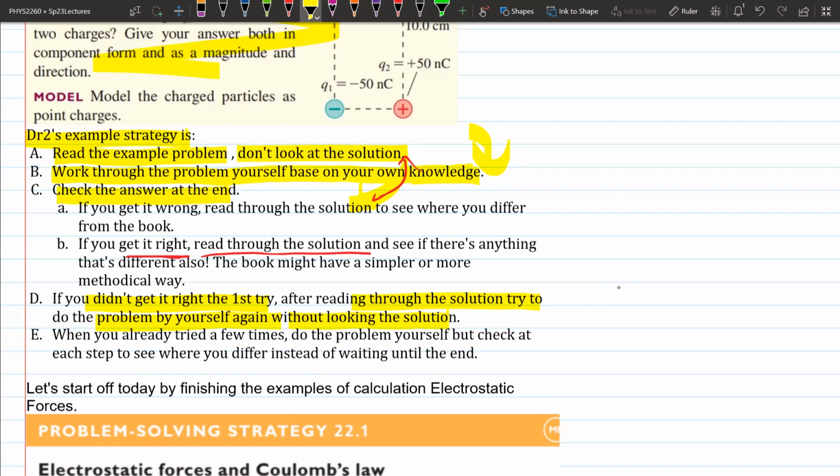Any questions about this before I do the other example? I know most of you are not going to follow it a couple of times, okay? And trust me, it is very helpful. I still do this myself right now, okay?